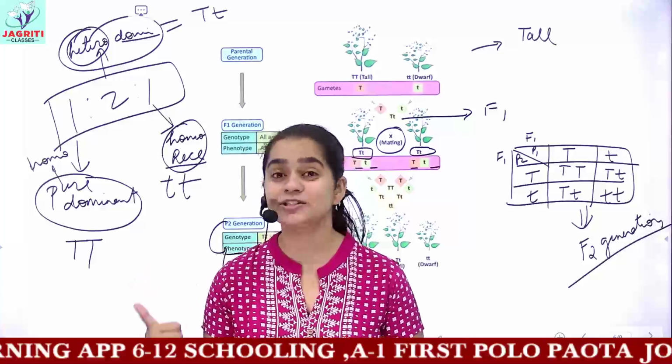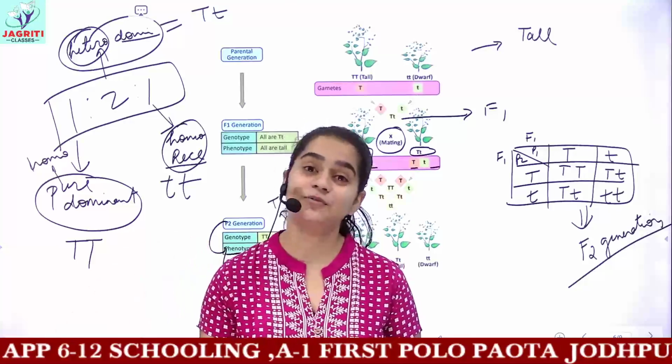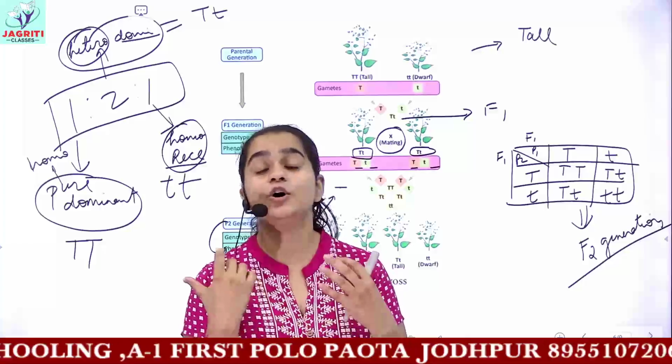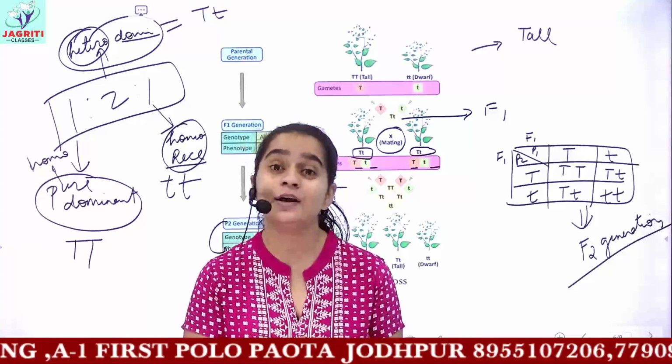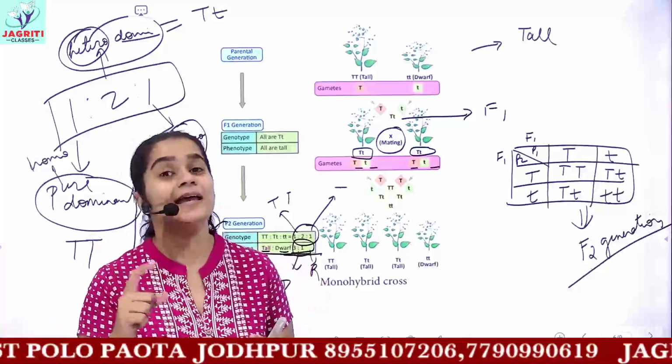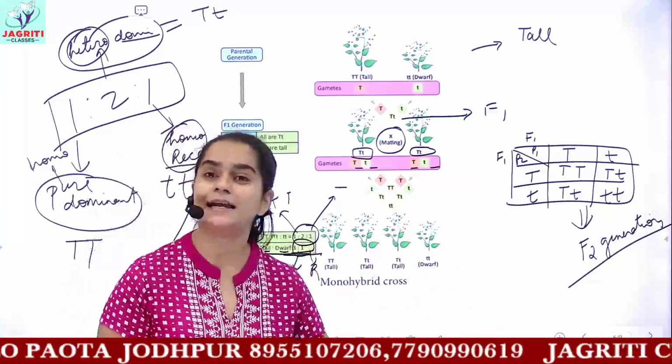I hope you understood the cross and the introductory video which we discussed. Mendel, who was Mendel, the 7 contrasting characters of the pea plant. What were the reasons why Mendel chose the pea plant? Everything we discussed, and this was again an important lecture.